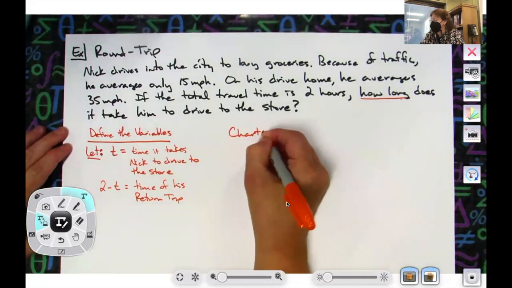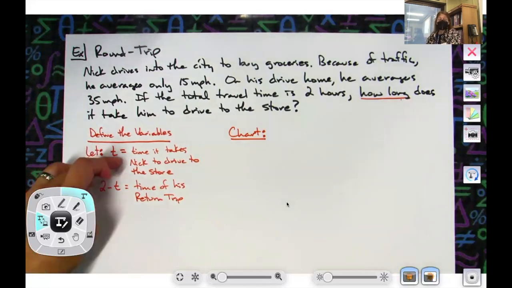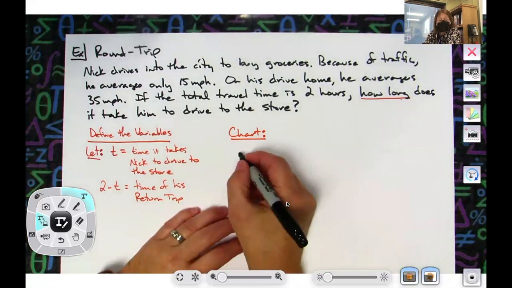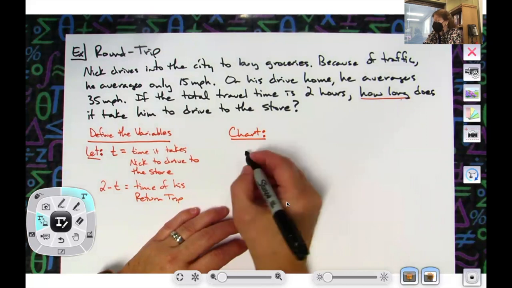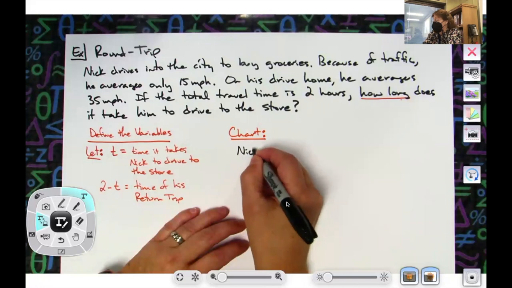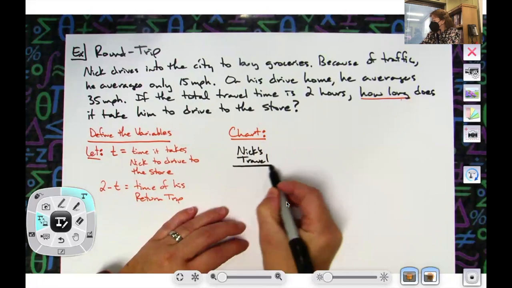Now we're ready to make a chart. Our chart is always going to look the same. However you defined your variables, we defined them as to the store and then his return home. So you've got to come up with basically what these two scenarios are, and that's going to be that first column. Let's go with Nick's travel. I'm just making this one up, because what you have in that column is not massively important.